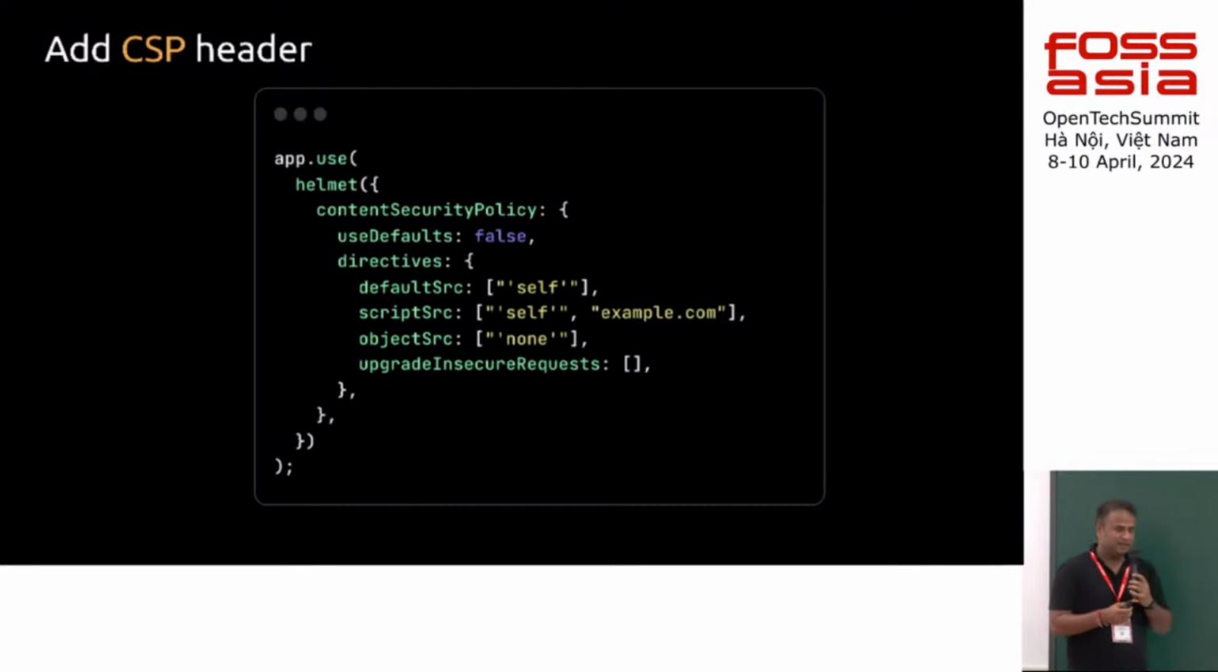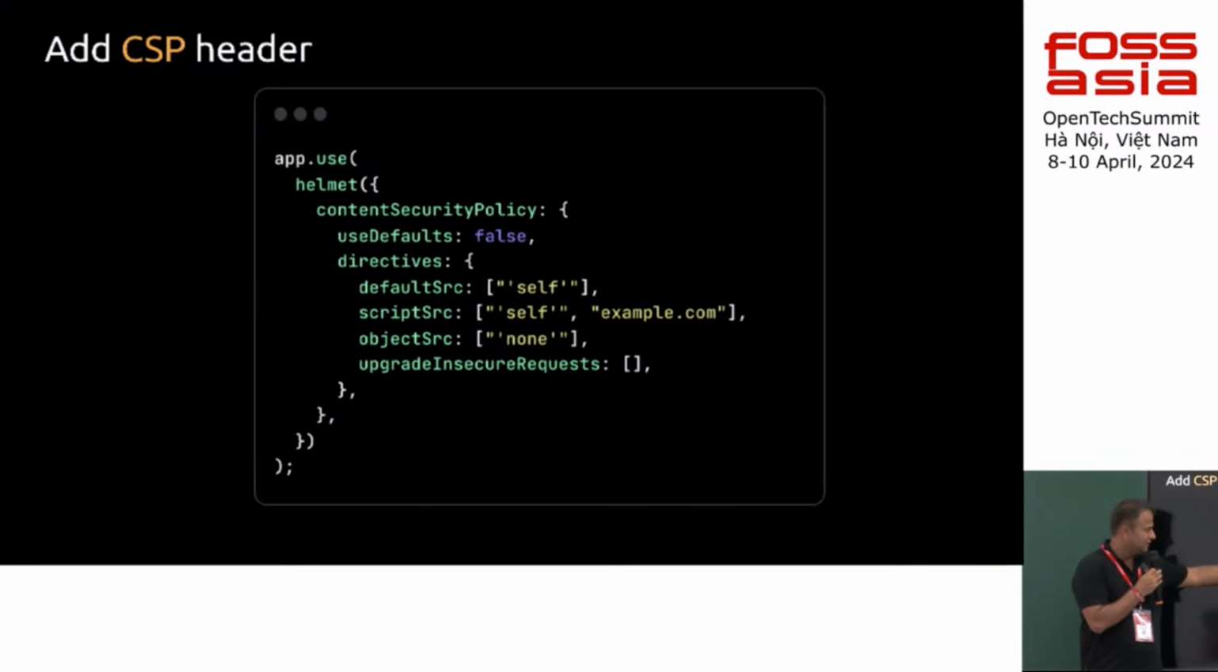The CSP can be deployed in multiple ways, and the most efficient way is to add a header in the code where you set a policy with multiple directives like default source, script source, and object source. For example, the script source says to only allow certain things from example.com, and self means the same website, the same application domain, and it should not be cross origin.